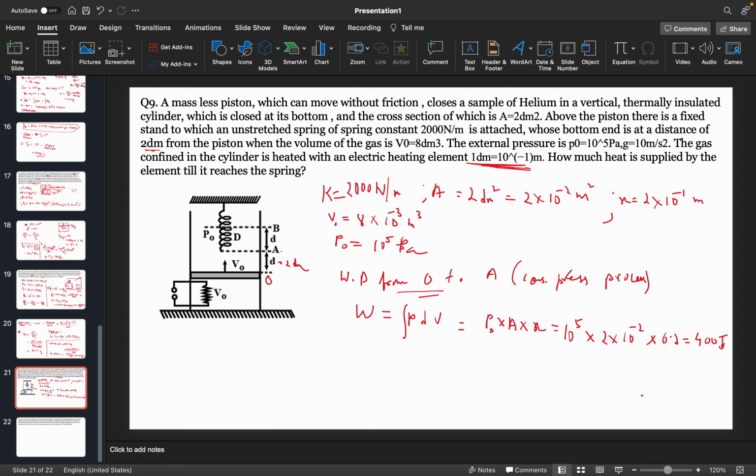Now what we require is heat. Okay, so we require heat. What is the heat that it will give to us?